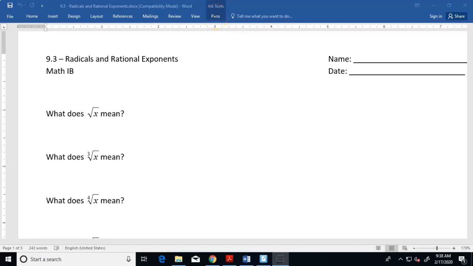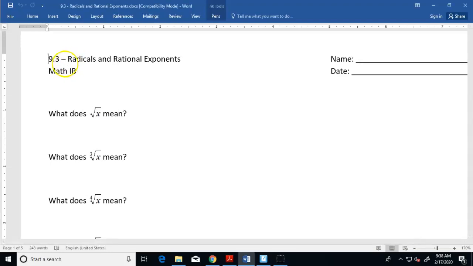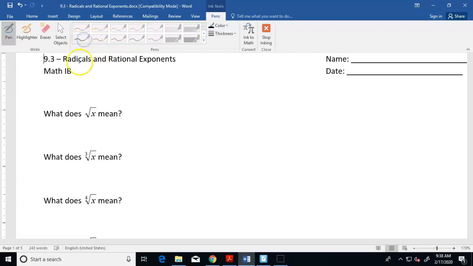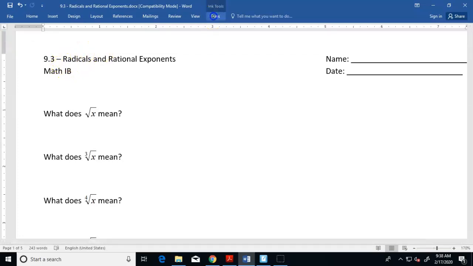We're going to talk about radicals and rational exponents. When you see that word radicals in math, it means you have some sort of root. It might be a square root, a cube root, a fourth root, or a fifth root. Do you guys know about those? We're going to learn about them today.